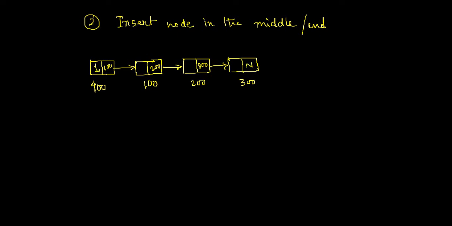Maybe one was there, and what are the other values? 3, 4, 5. Fine. And right now, head is successfully pointing to the first node. So this is the status. And now you want to insert a node in the middle. When you think of middle, what will be the input of this particular function for inserting something in the middle or end? The input will be the position, right?